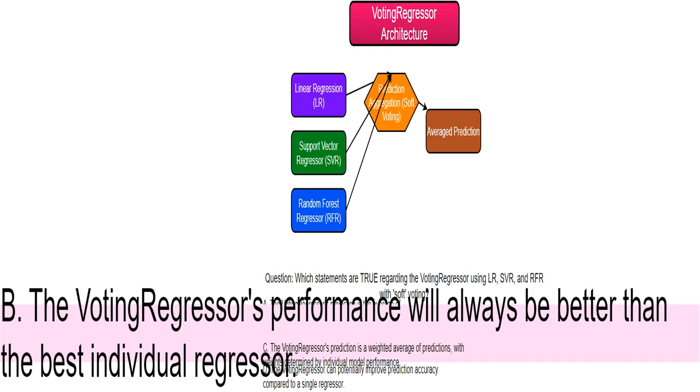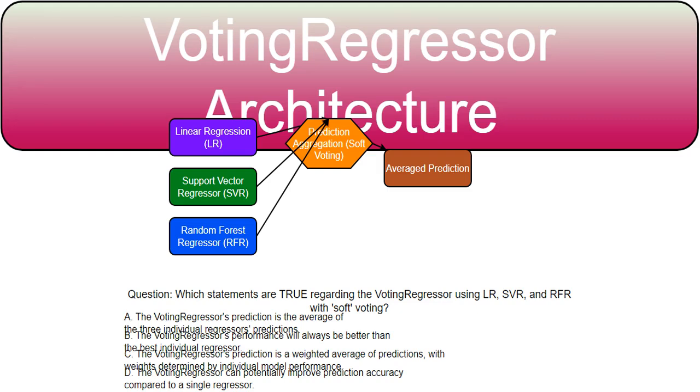This statement is false, too. While a voting regressor often improves accuracy, there's no guarantee it always beats the best individual model. It's possible one model is so exceptionally good that averaging it with others actually reduces performance. So, it's a probabilistic improvement, not a guaranteed one. This is one of the three regression models used in the voting regressor. I'm mentioning it to provide the complete context, since it's a part of the problem context.